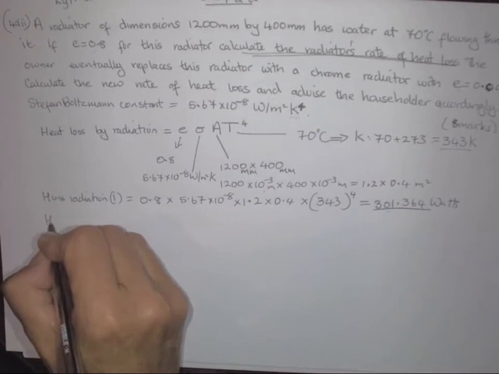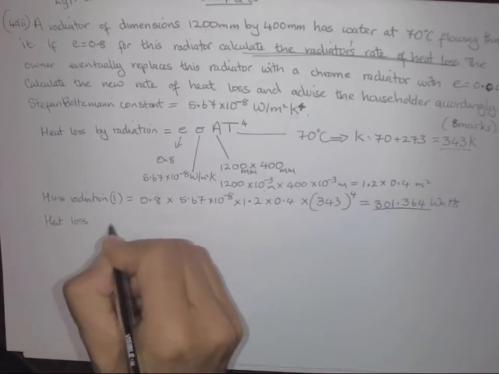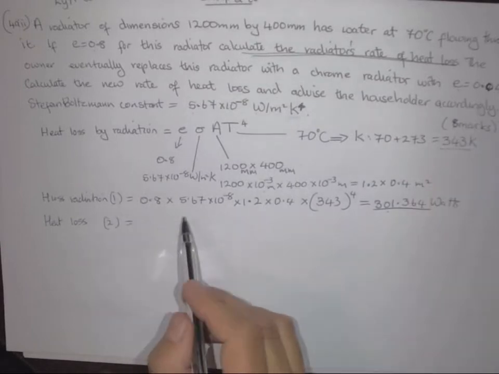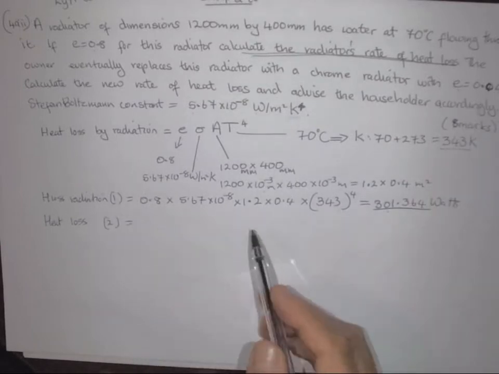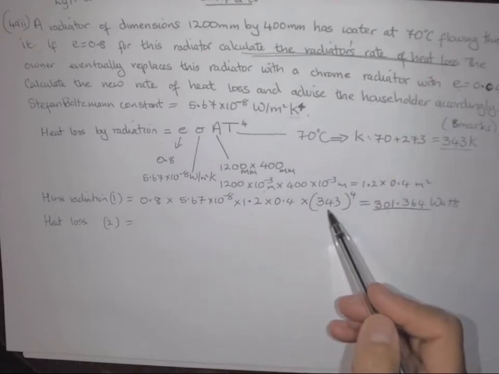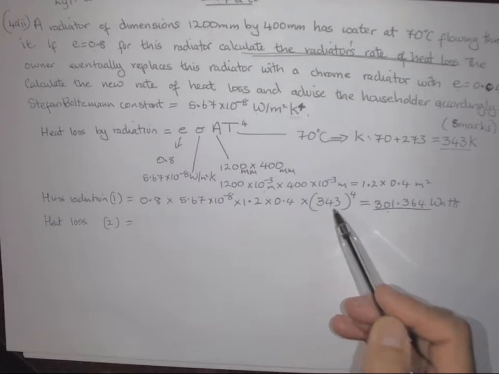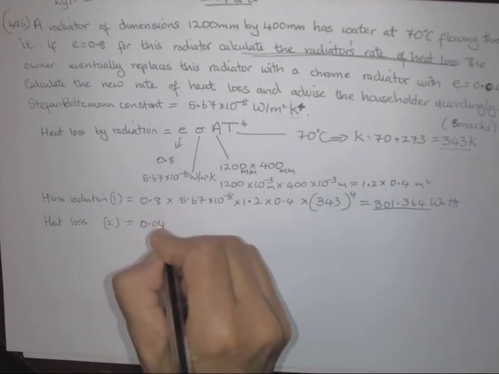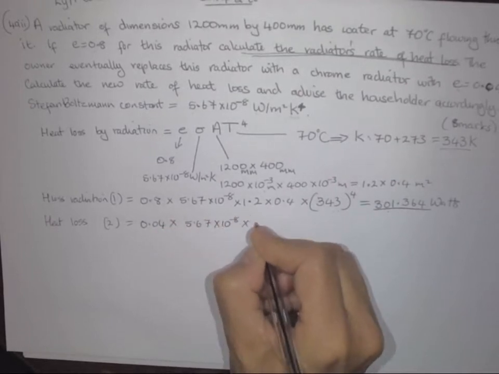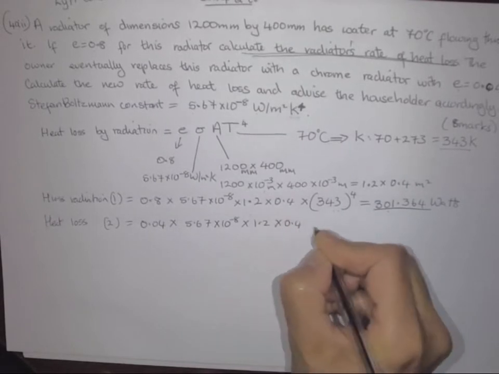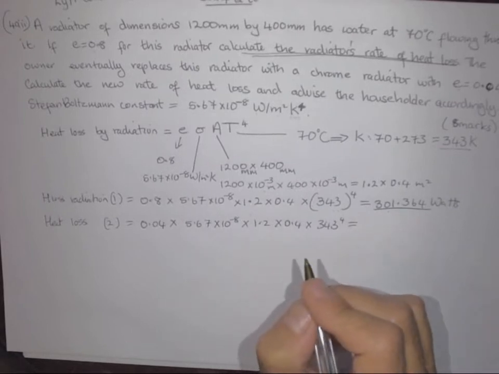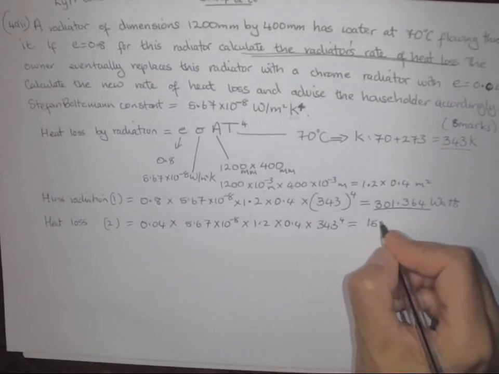So then it's the heat loss for the second one. It's just going to be, instead of E being 0.8, we put in 0.04. All the other numbers we'll assume are the same. We'll assume the radiator takes up the same dimensions, and we're comparing at the same temperature, which is 70 degrees Celsius or 343 Kelvin. So it's going to be 0.04 multiplied by 5.67 by 10 to the minus 8 multiplied by 1.2 by 0.4 multiplied by 343 to the power of 4. Now when you calculate that, it works out as 15.1 watts.